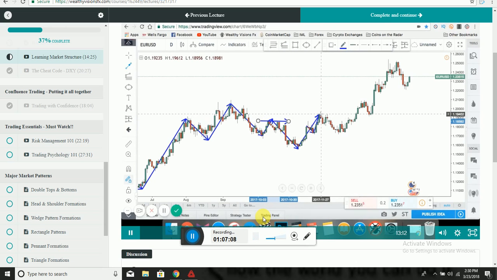All right. So then we get the pullback. We get our entry right here based off this structure level right here. I hope you guys are seeing this, right? This beautiful structure level right there, right? That never broke. All right. And we got this beautiful bullish candle off of that level. We take our trade, all right?